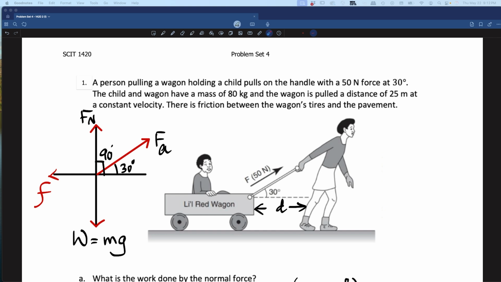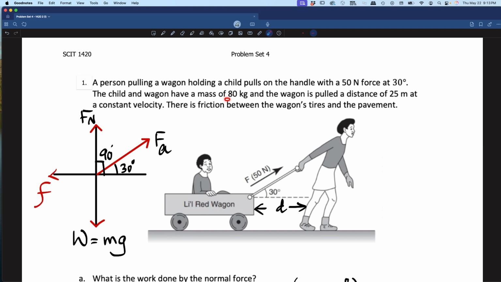Number one, a person pulling a wagon holding a child pulls on the handle with a 50 Newton force. So the force applied is here along the handle and at 30 degrees. So that 30 degrees is the angle with the horizontal. The child and the wagon have a mass of 80 kilogram and the wagon is pulled a distance of 25 meter at a constant velocity. Now that is important. We'll come to that later. It's moved at a constant velocity.